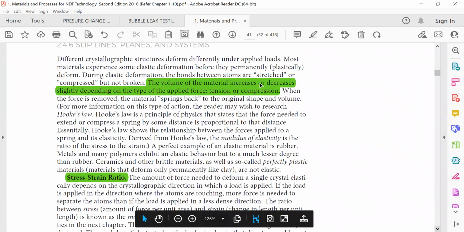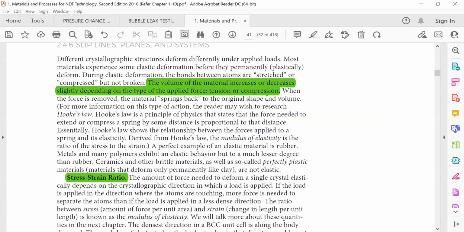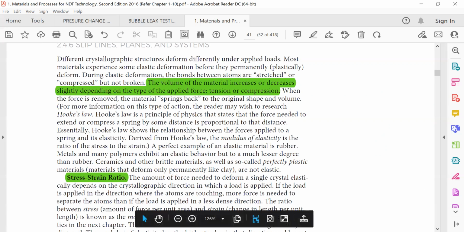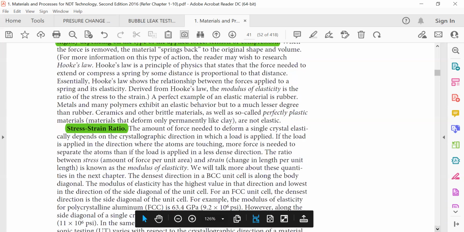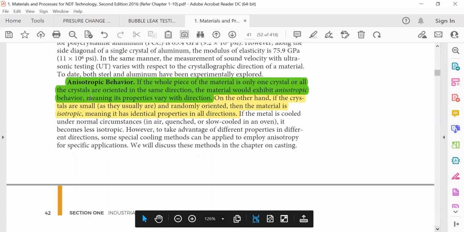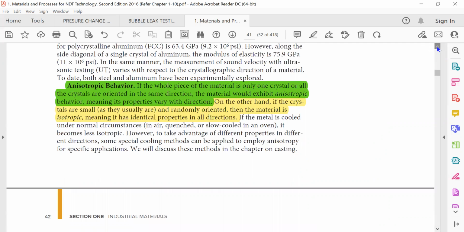The volume of material increases or decreases slightly depending on the type of applied force, tension or compression. Stress-strain ratio. The stress-strain ratio is the modulus of elasticity.